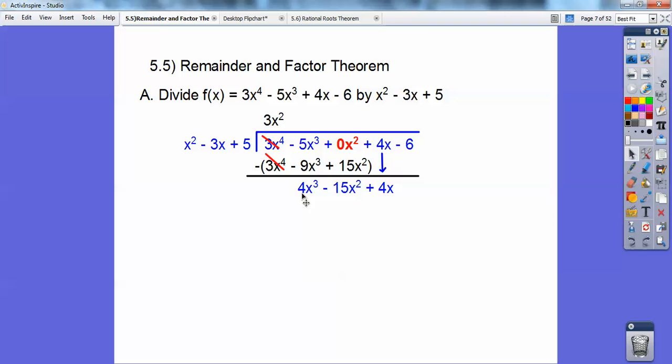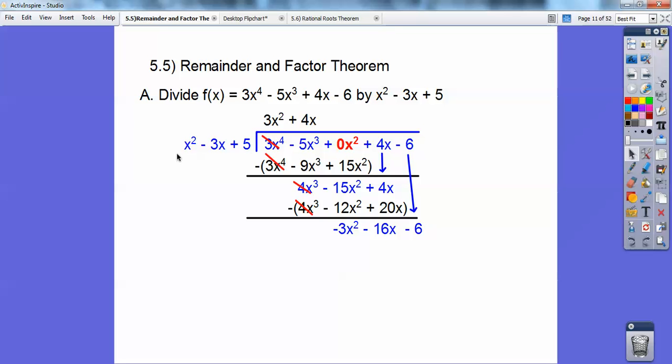X squared times what gets me 4x cubed? X squared times 4x gets me 4x cubed. So then I multiply this 4x times that, times that, times that, and it goes right underneath here. All right, and then I do parentheses and subtract again, okay? And don't forget, we're going to slide down the negative 6.